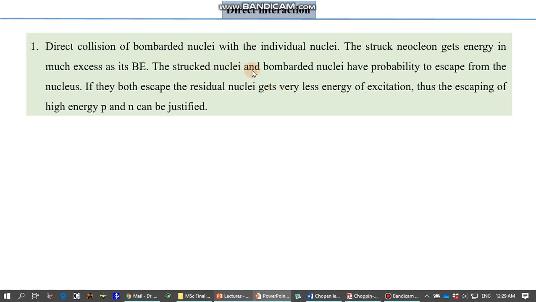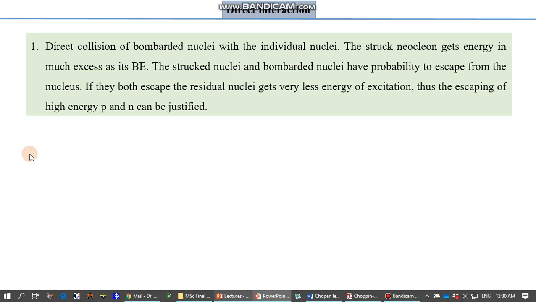In this case, the struck nucleon and the bombarded particle both have equal probability to escape from the nucleus. For example, we are bombarding a nucleus. There are neutrons and protons. The bombarded particle strikes a nucleon. Let's suppose that is a proton. So the proton is kicked out from the nucleus, and the bombarded particle also gets the same probability to escape from the nucleus. So both the particles, the bombarded particle as well as the nucleon which was already present in the nucleus, leave the nucleus.